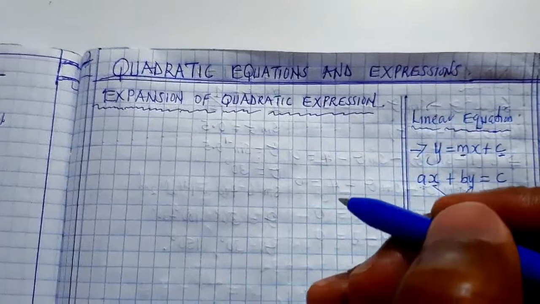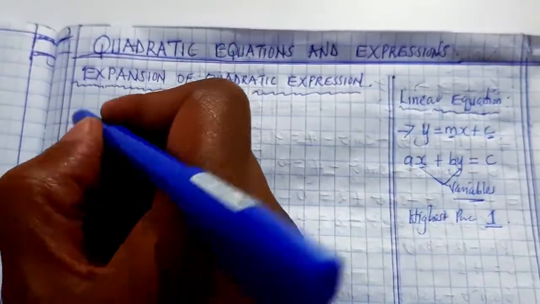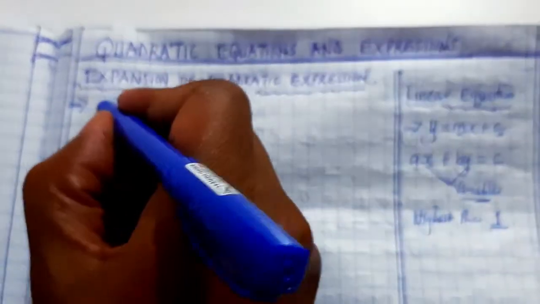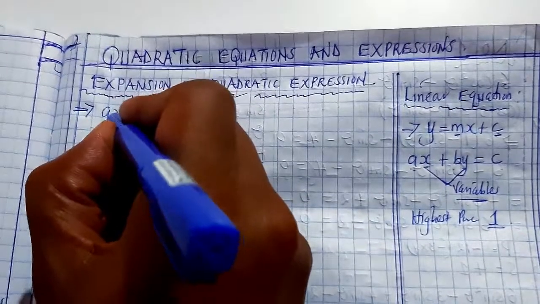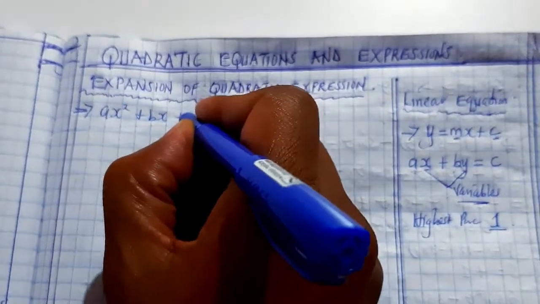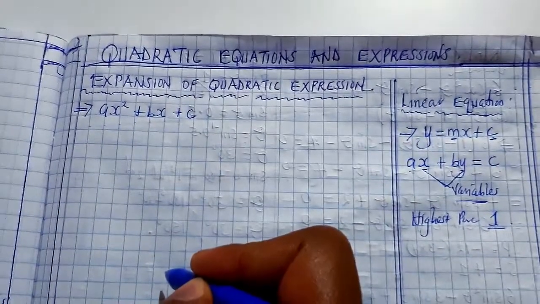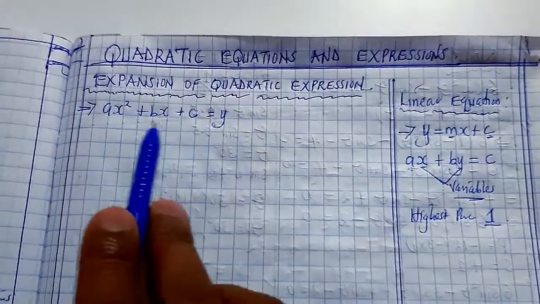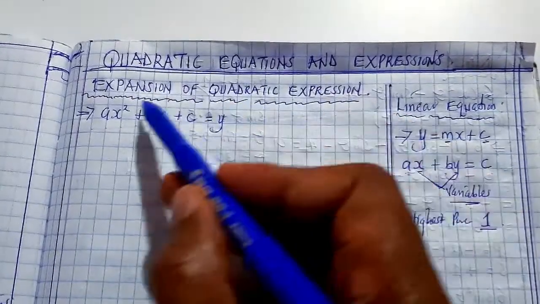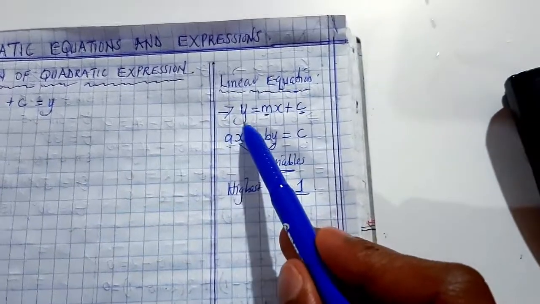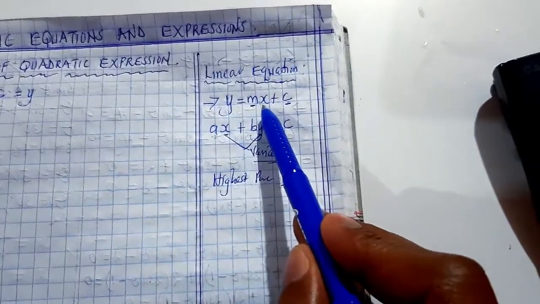So quadratic equations are of the highest power 2, and these are expressions or equations of the form ax squared plus bx plus c is equal to y. So this one is a quadratic expression. In other words, y is written in terms of x, just the same way we did in the linear equation, whereby we say that y is equal to mx plus c.